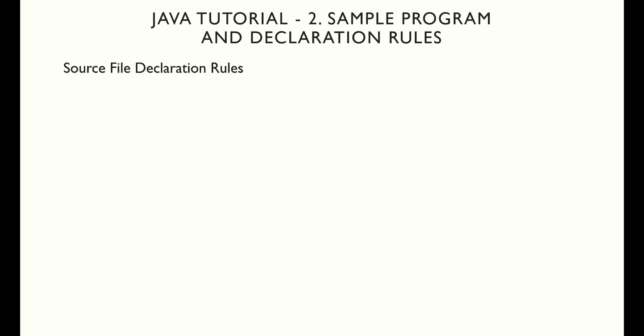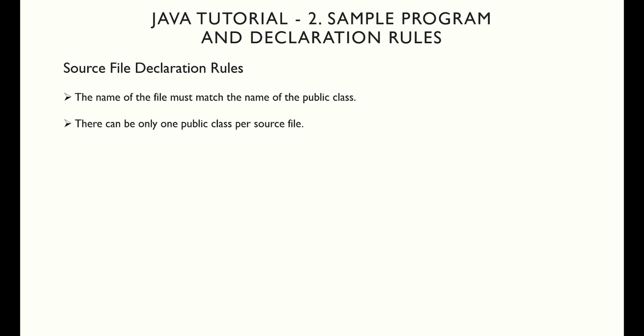Then let's take a look at source file declaration rules. Here, the source file refers to sample hello world.java. If there is a public class in a source file, the name of the file must match the name of the public class. Here, sample hello world.java is the source file name and the name of the public class is sample hello world. There can be only one public class per source file.